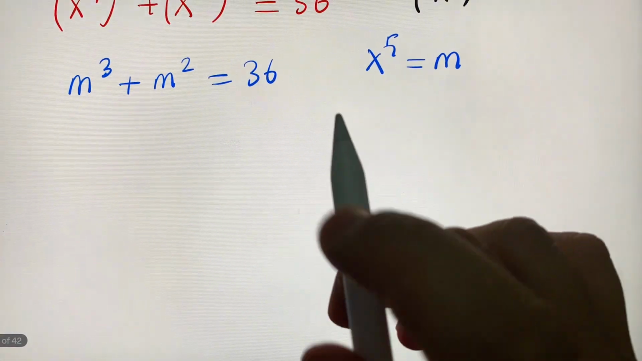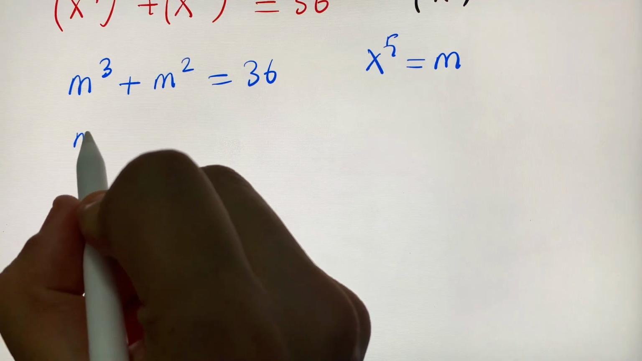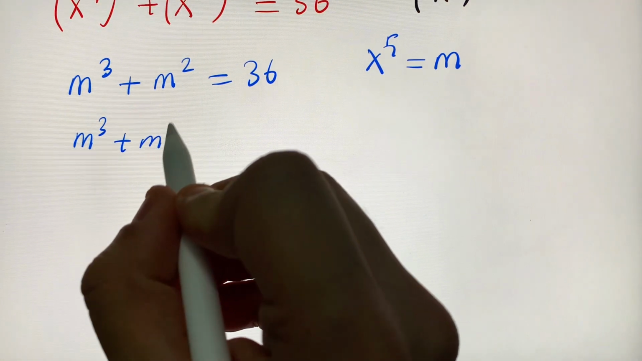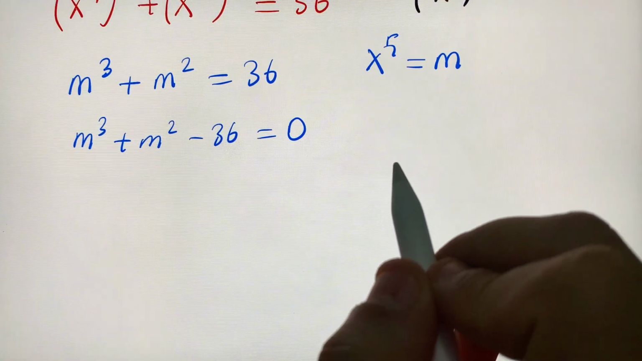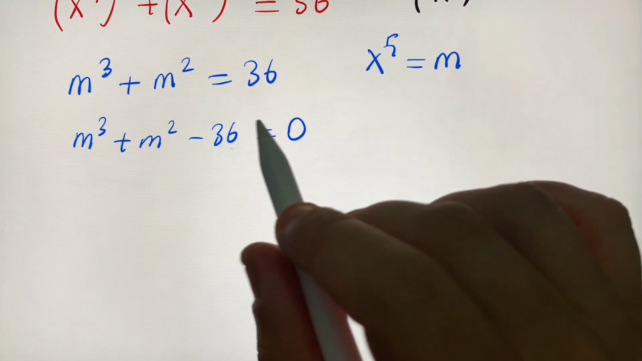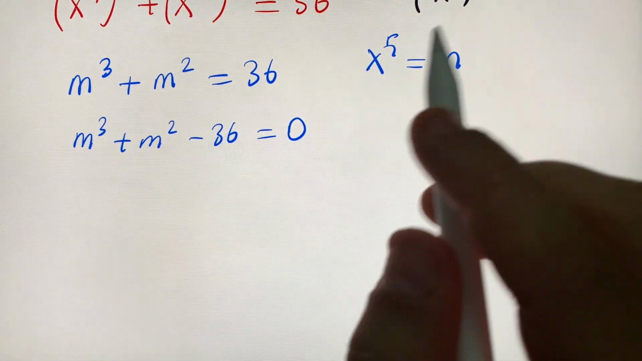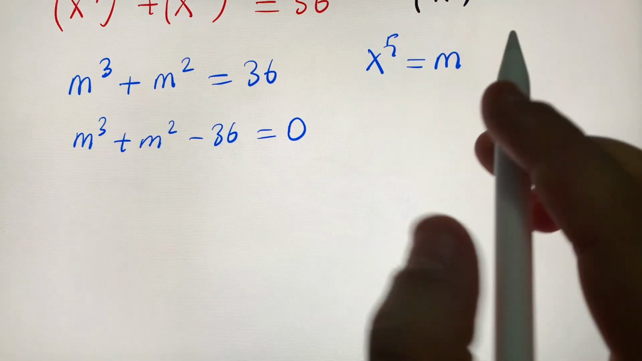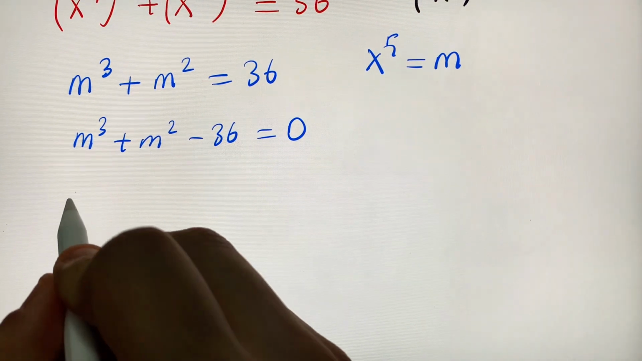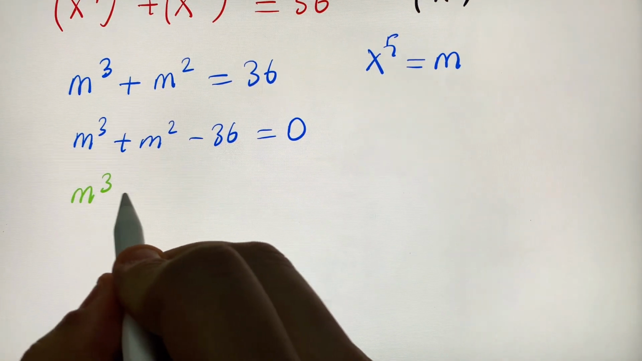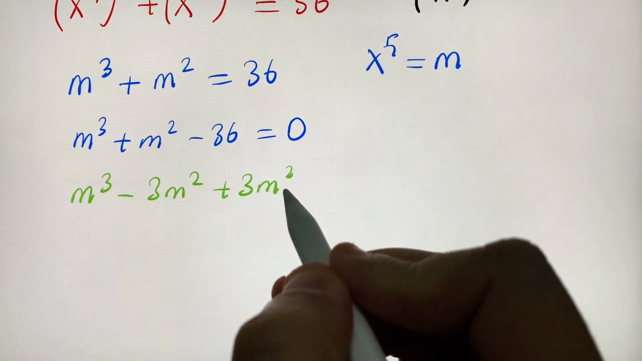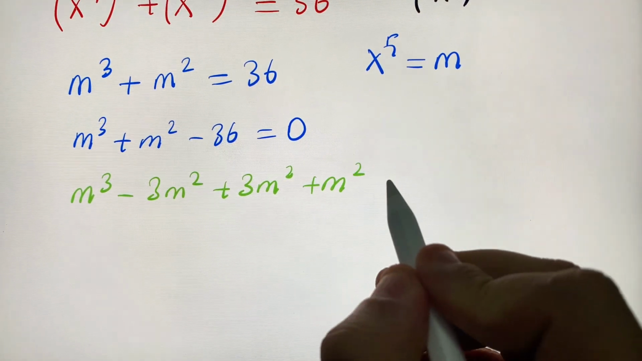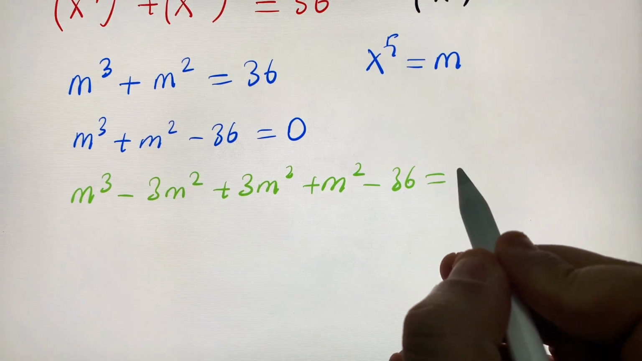What can I do next? Let's arrange it a little more: m cubed plus m squared minus 36 is equal to 0. We can play with these terms, or we can add some term and subtract it. Let's think of the m cubed: plus 3m squared minus 3m squared, plus m squared minus 36 is equal to 0.